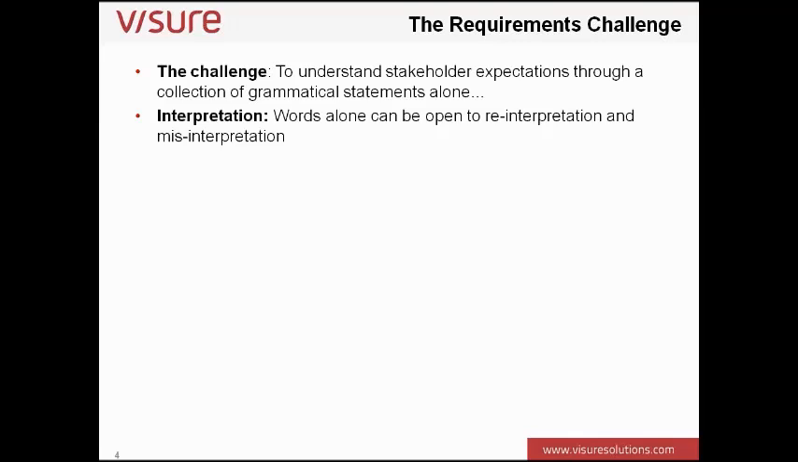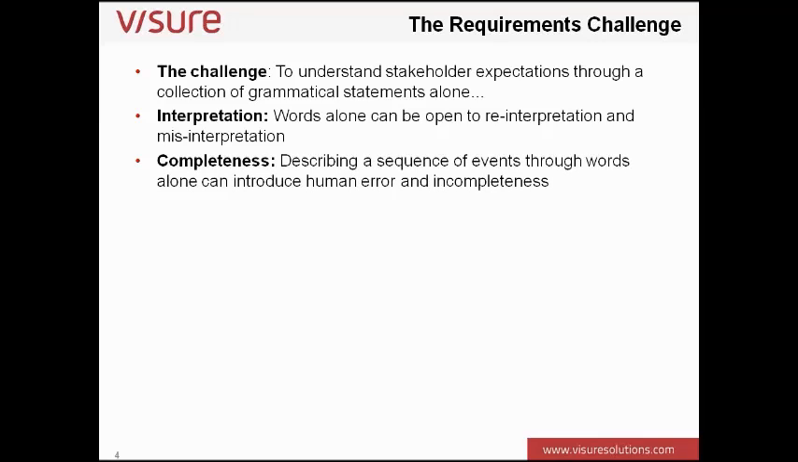The problem we often find with words alone is that they can be open to interpretation. I will be kind and say it could be reinterpretation, or in some instances even misinterpretation. So how do we gain clarity to ensure that we don't reinterpret the requirements placed upon us by whoever those stakeholders may be? The issue with text alone is that, because we are only human, describing a sequence of events through words alone can introduce human error and also incompleteness.